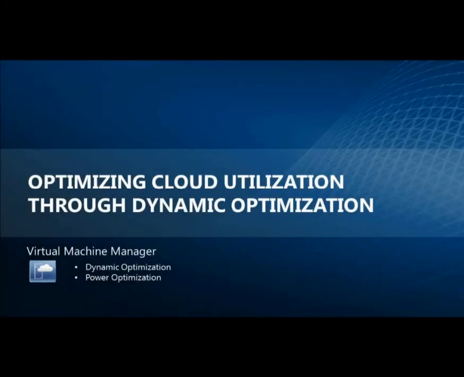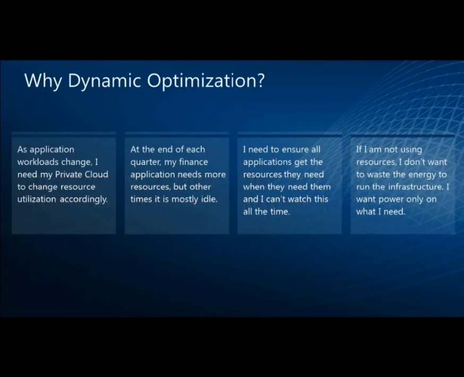The other thing is, as I'm scaling things over time, I want to make sure that I can keep these systems up and running appropriately as loads change. So one of the ways we handle changing load is through dynamic optimization. And this is a new capability inside of Virtual Machine Manager, both dynamic optimization and power optimization. And why would I use dynamic optimization? What are the key benefits of it?